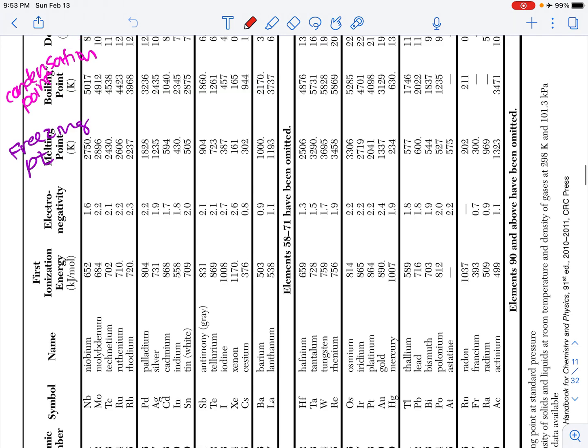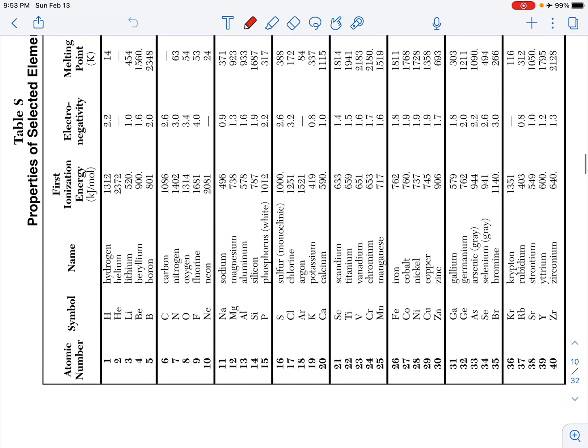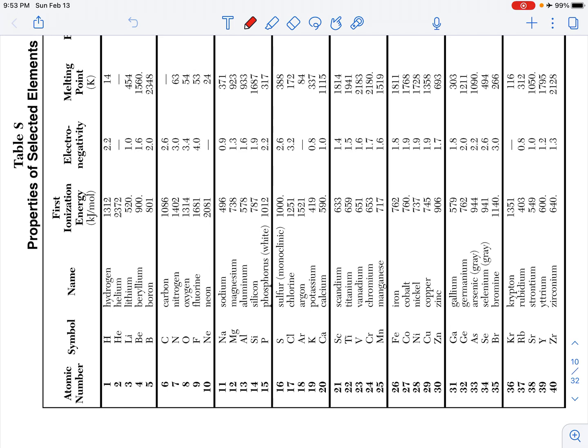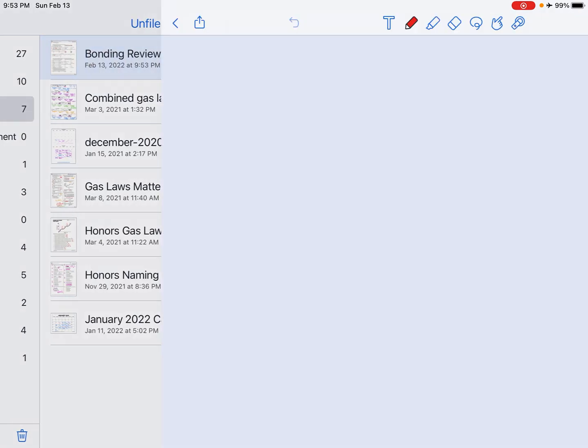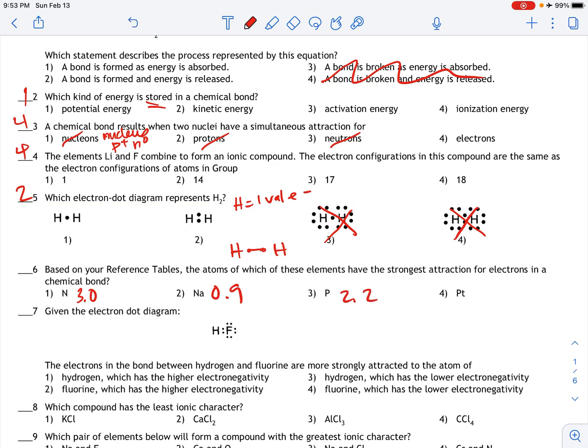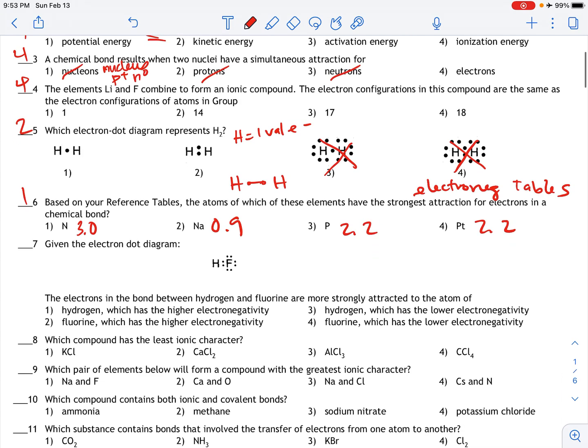2.2. Wasn't phosphorus also 2.2? Yeah. Okay. So which has the strongest attraction for electrons? By the way, this is electronegativity. If you didn't know, I was looking at electronegativity on Table S, which is choice 1. Nonmetals, but the stronger of the nonmetals. Phosphorus is also a nonmetal.